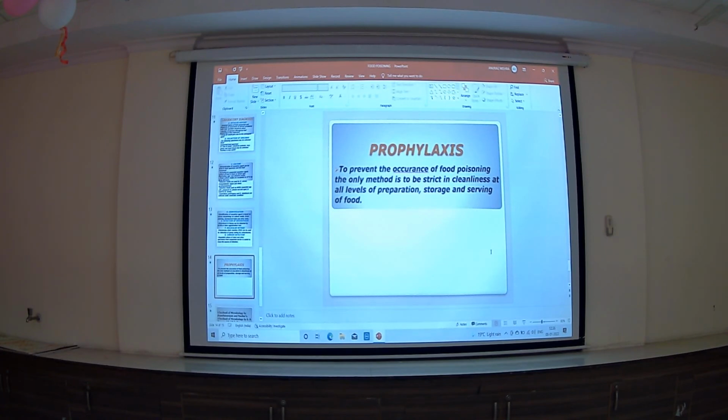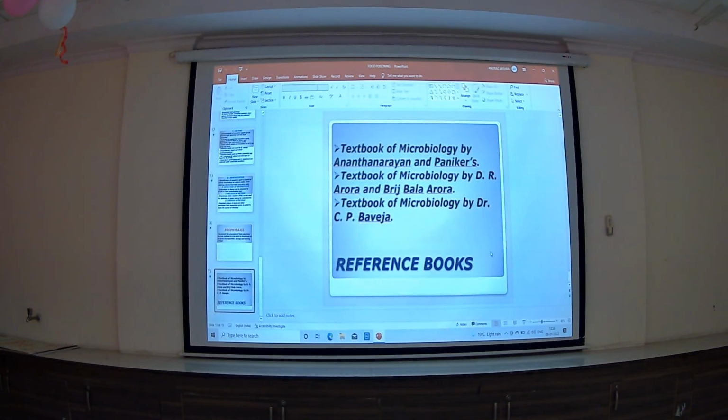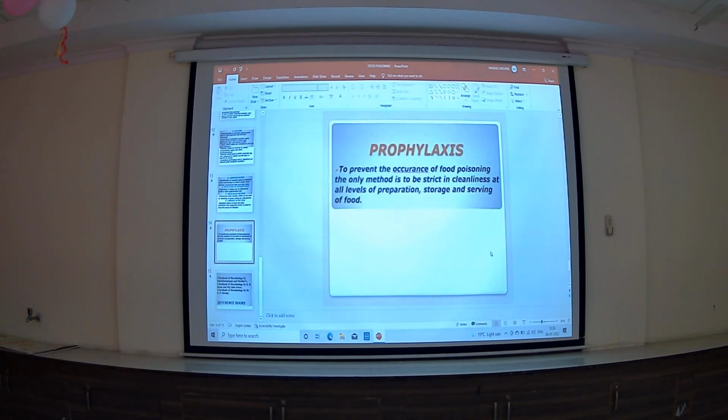The only prophylaxis to prevent food poisoning is to maintain a strict level of cleanliness at all levels of preparation, storage and serving.